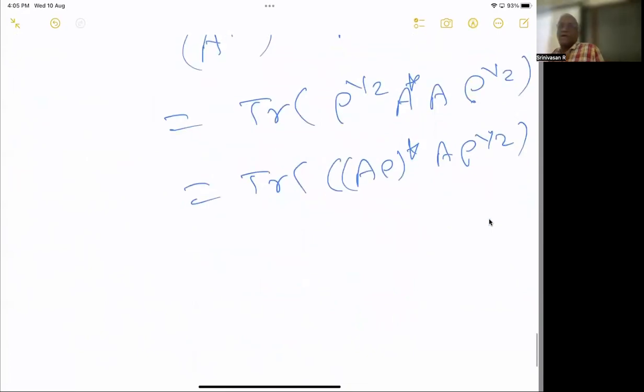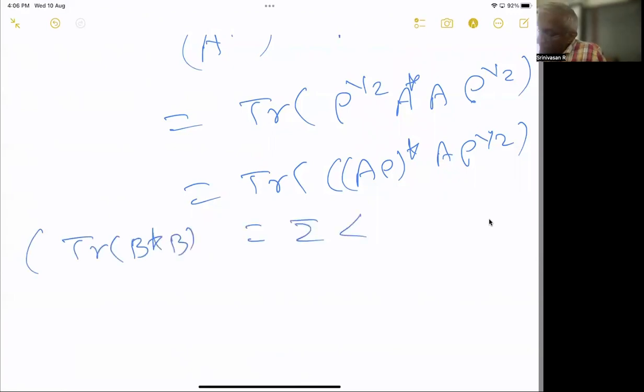Now trace has the following property. If you have any B star B, what is trace? Trace of B star B equals the summation over i, where e_i is an orthonormal basis of something, of the inner product of e_i with B star B e_i.